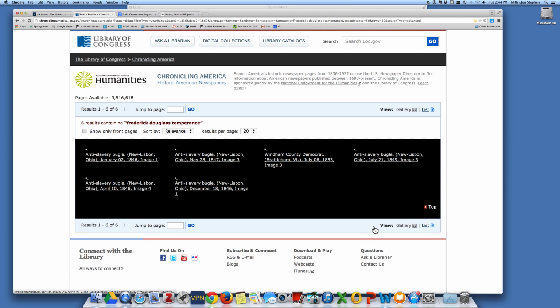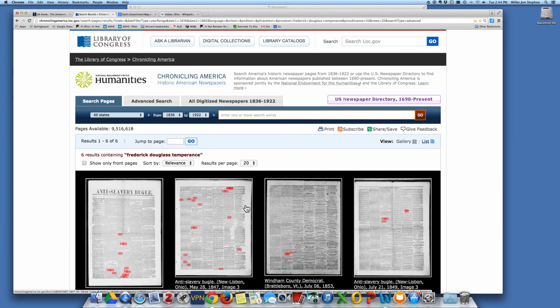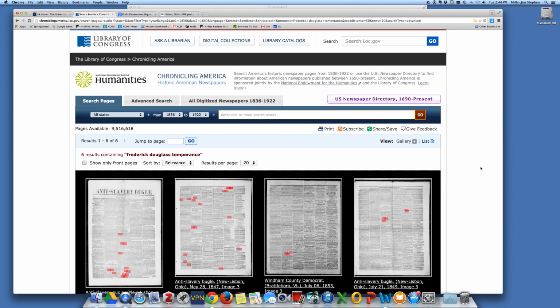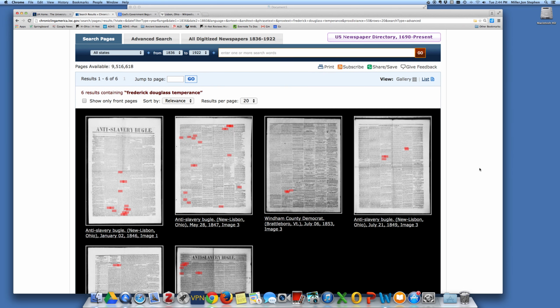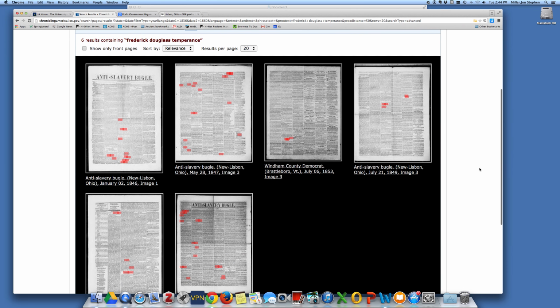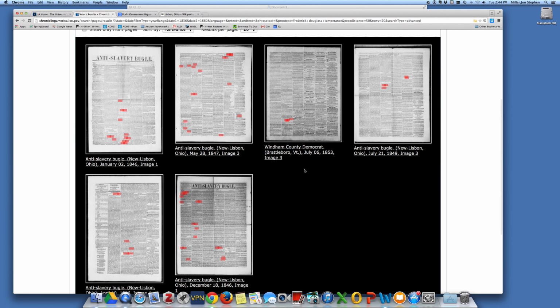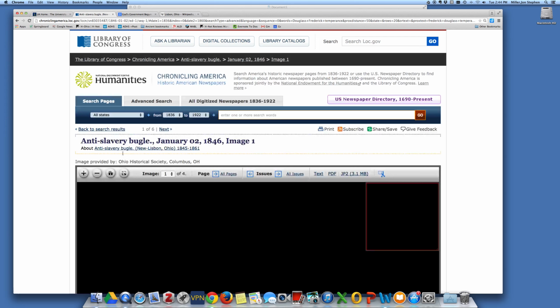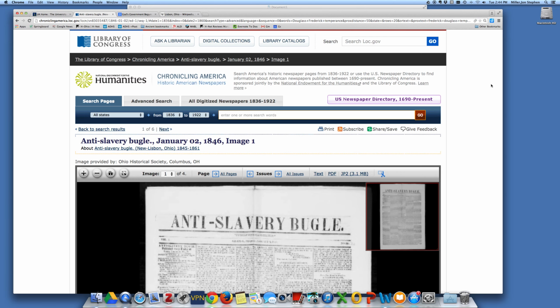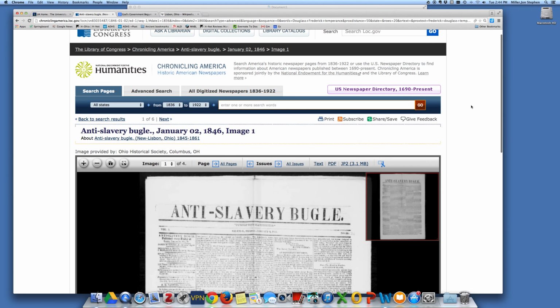See how this search works. It's our Anti-Slavery Bugle from New Lisbon again. There's a bunch of stuff here. So if I was looking for, say, things about Frederick Douglass and temperance in the same breath for some reason, maybe I wanted to write about temperance in Douglass's work, that would be how you would do this kind of search.